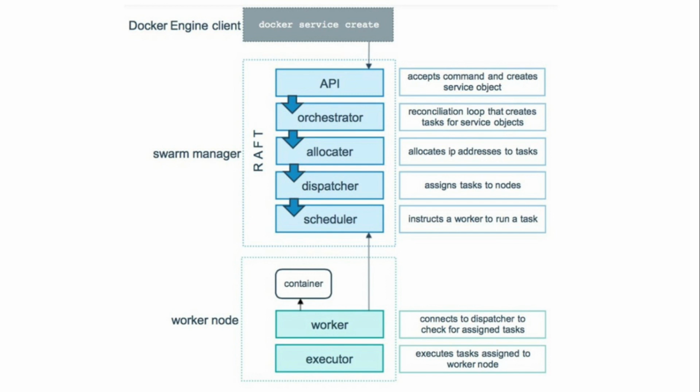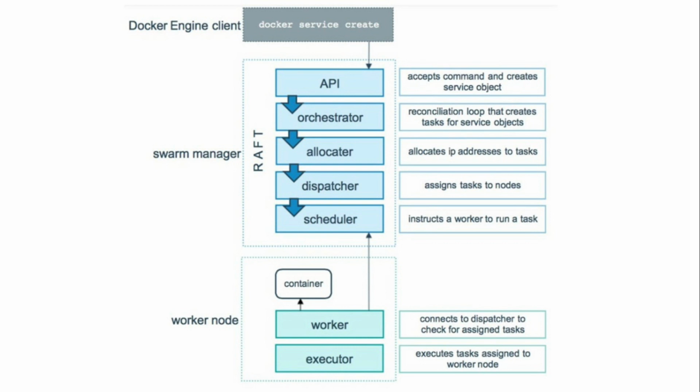So these are the various components which comprise the Swarm manager node. And then we have two components in the worker node, which are the worker and the executor. As you can see, the worker component connects to the dispatcher component of the Swarm manager and checks for any assigned task. If you see the functionality of the dispatcher, it basically assigns a particular task to a node, and the worker component inside the worker node checks the dispatcher component of the Swarm manager in order to see whether any task has been assigned to that particular worker node or not. And similarly, we have the executor component which executes the task which has been assigned to the worker node.